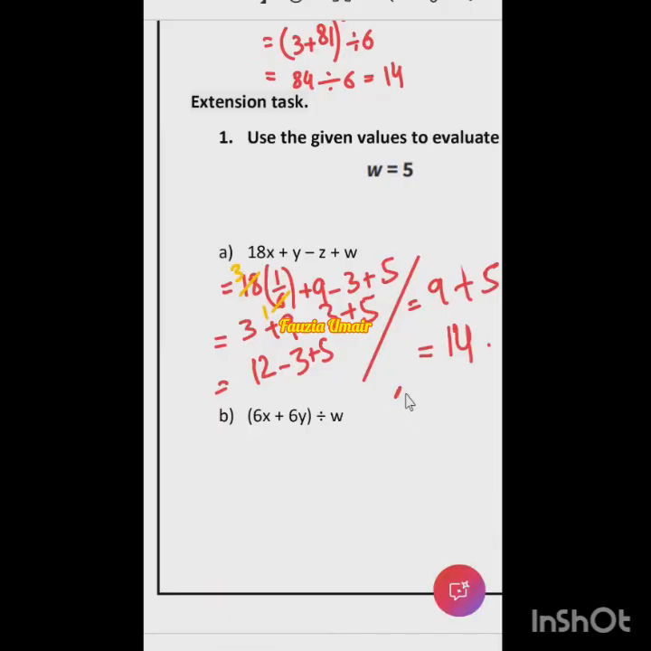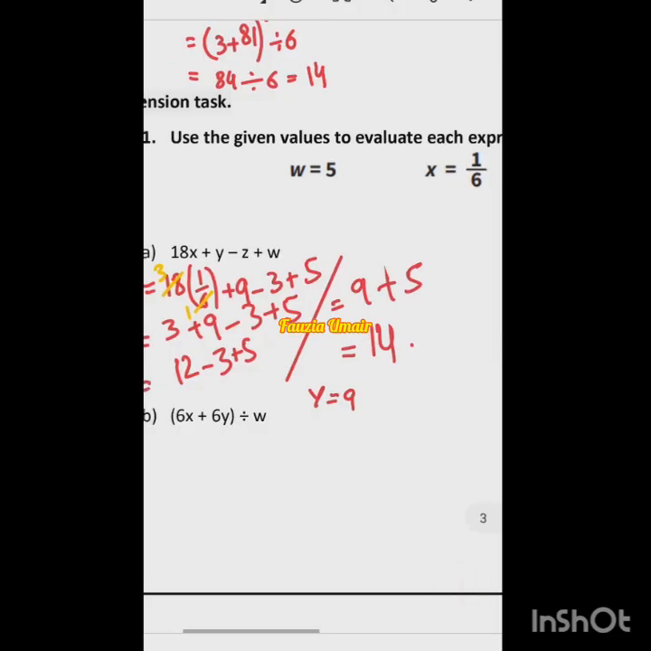Y is 9, right? Yes, ma'am. And W is 5. तो आपके पास ऊपर X और W तो सामने लिखे हुए हैं. Just Y was not here. So can you solve it?